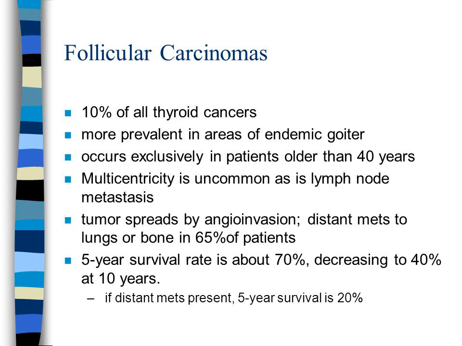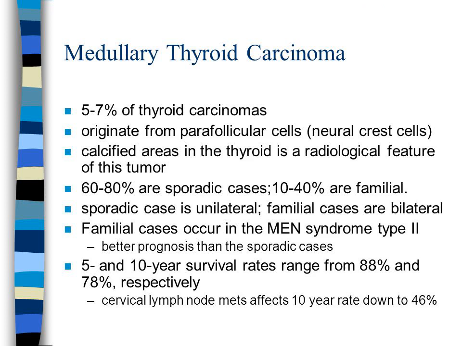5-year survival rate is about 70%, decreasing to 40% at 10 years. If distant mets are present, 5-year survival is 20%. Medullary thyroid carcinoma. 5 to 7% of thyroid carcinomas originate from parafollicular cells, neural crest cells. Calcified areas in the thyroid are a radiological feature of this tumor.